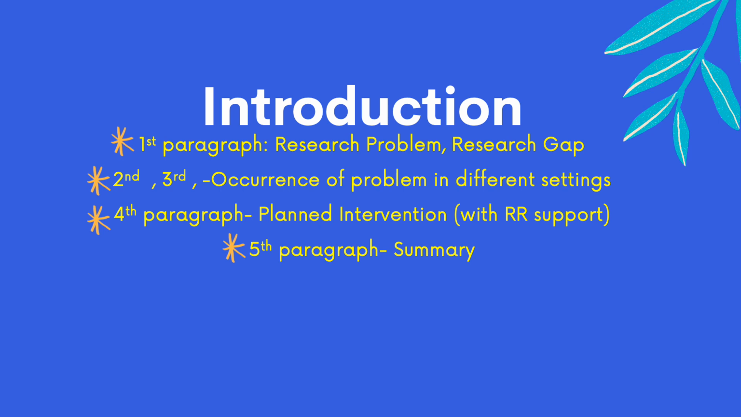It can have 5 paragraphs. In the first paragraph, you may present the research problem and the research gap. The second and the third paragraph may include the occurrence of the problem in different settings. And the fourth paragraph can be used to present the planned intervention with related literature support. The fifth paragraph can sum up or wrap up all the things that have been discussed, in short, the summary of the introduction. The summary must be stated in coherence with the next section, which is the statement of the problem.